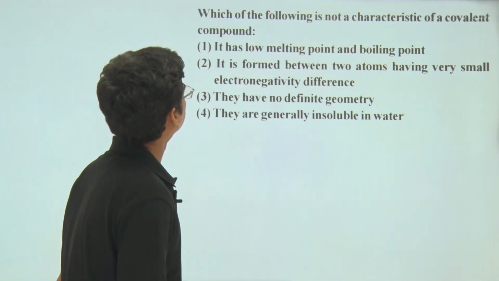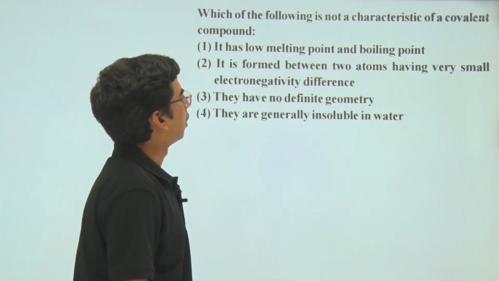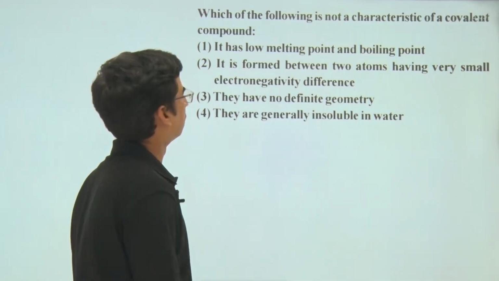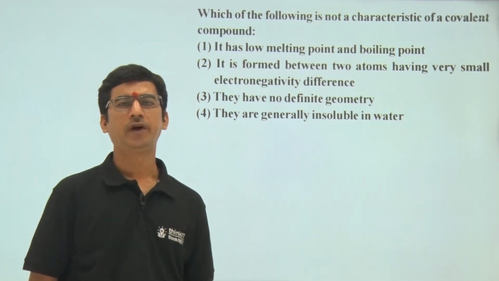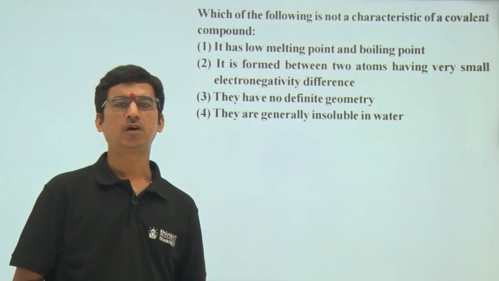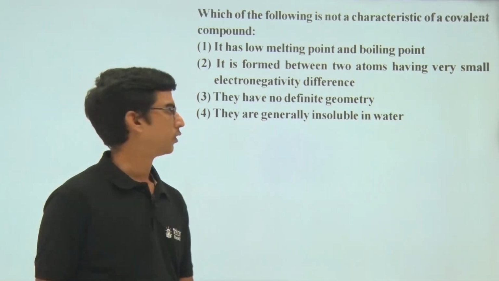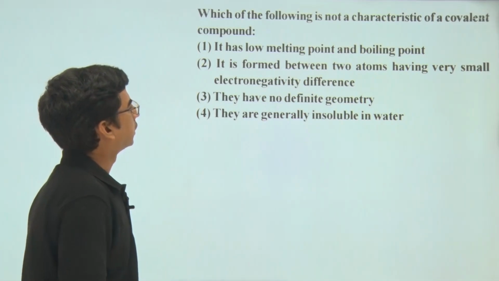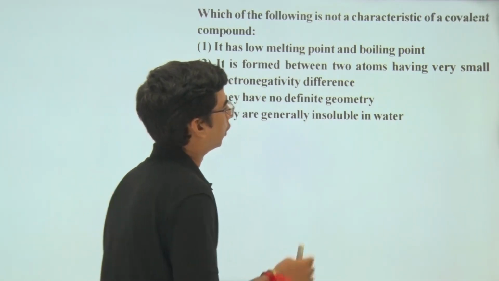So students, next question is, which of the following is not a characteristic of a covalent compound? So basically we have to identify the point which is not valid for covalent compounds. So first point we have, it has low melting point and boiling point.